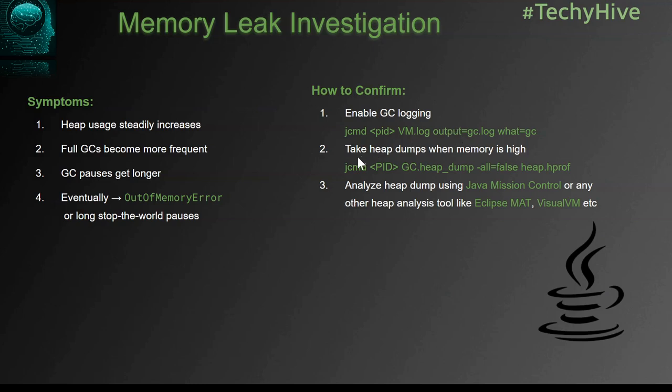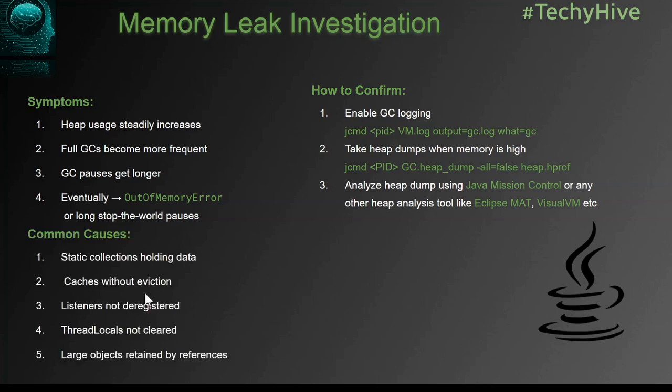Next, take a heap dump when memory is high. So observe the memory, and when memory is high, take the heap dump using the jcmd command again. And once you have the heap dump, you can analyze it with Java Mission Control or any other heap analysis tool like Eclipse MAT, and you can find out what objects are accumulating and why they are not getting freed.